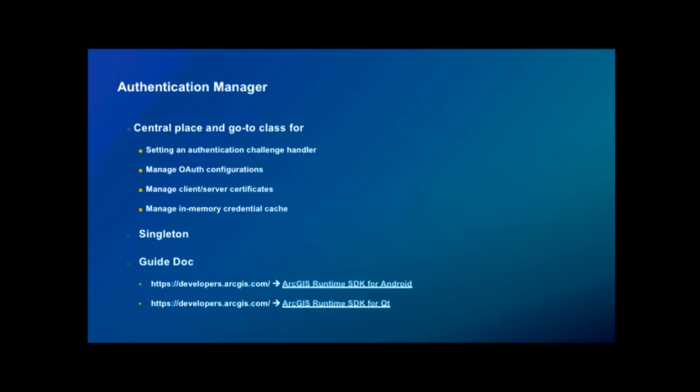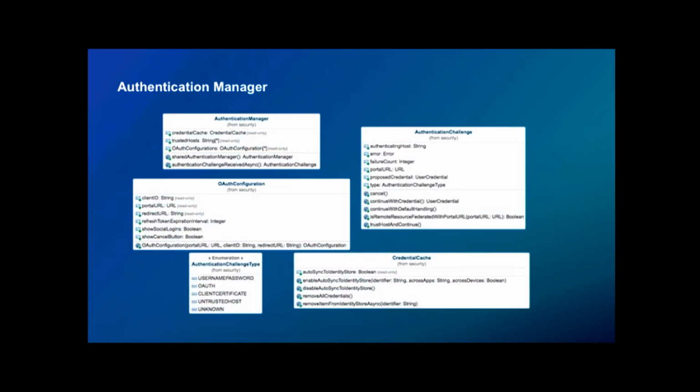We have some documentation that you can find on our developer sites. Here's a high-level API design, the common API design for all the Runtime SDKs. At the center is the Authentication Manager. It can deal with the authentication challenge, you also manage OAuth configuration for different authentication types, and you also manage the in-memory credential cache. That's the common API design across the platform in Runtime SDKs. But there are some variations on different SDKs to deal with some platform-specific pieces. We will cover a little bit of that during our presentation.